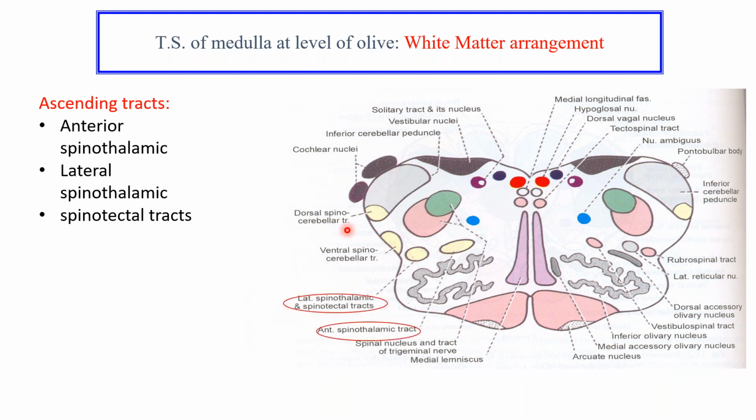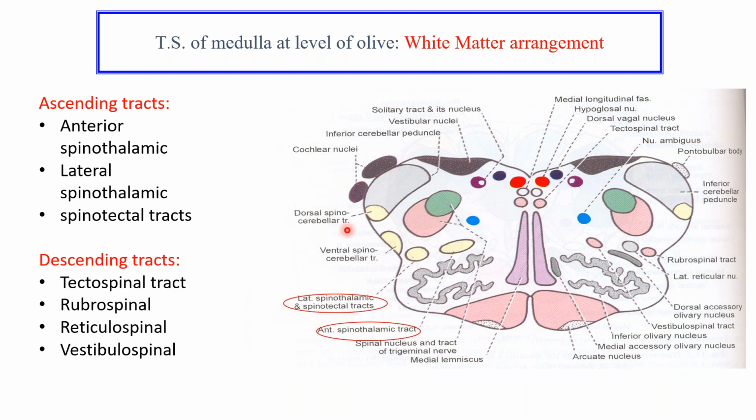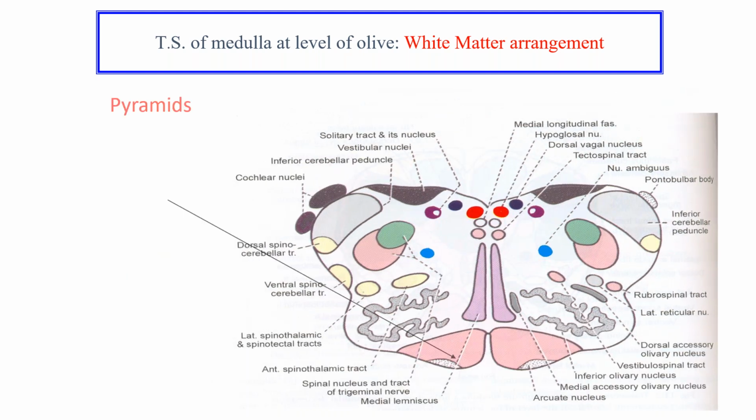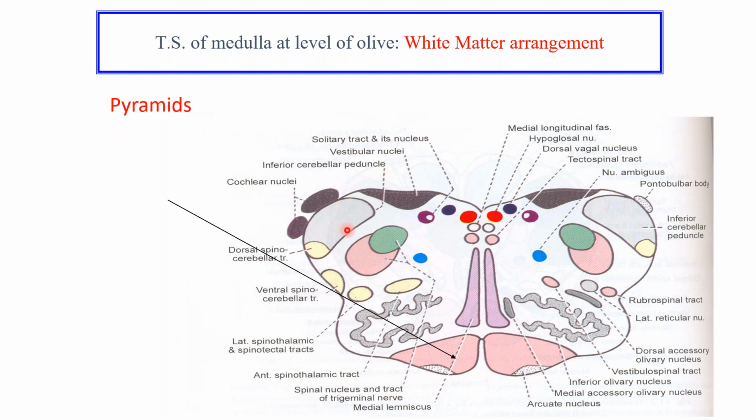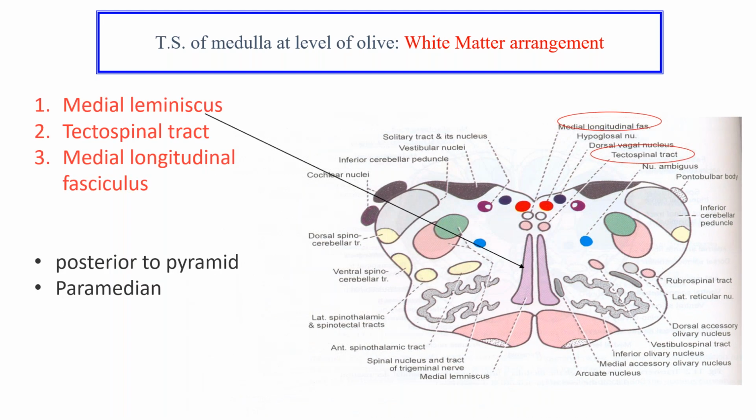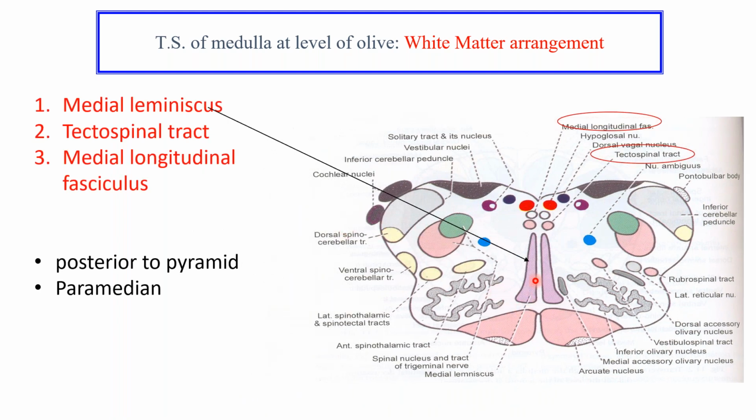Ascending tracts. The ascending tracts, in a similar fashion, and the descending tracts you will place here also. The corticospinal tracts, pyramids, that you have to place. Medial lemniscus, this is the new thing which has arrived, in the more paramedian plane, followed by the tectospinal tract and the medial longitudinal fasciculus, just posterior to the pyramid in the paramedian position. You have to draw these three structures in the white matter.